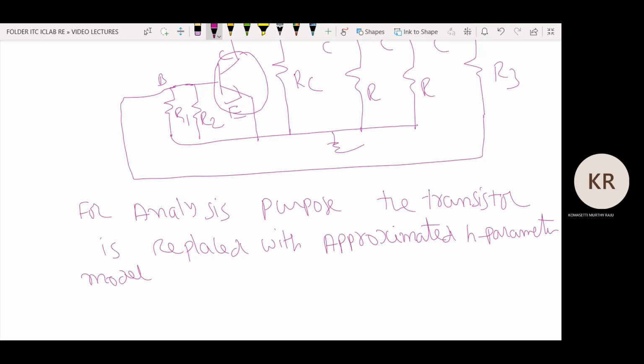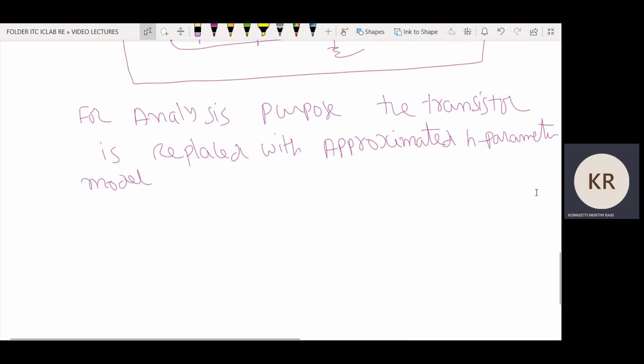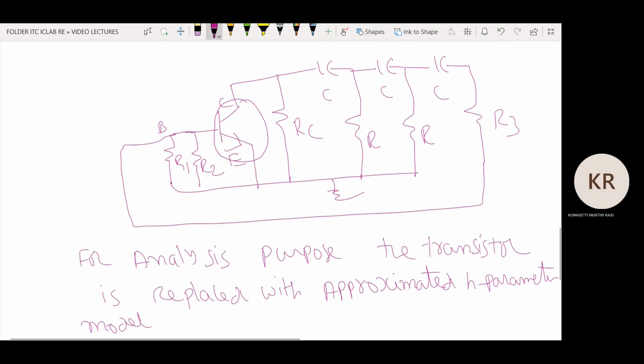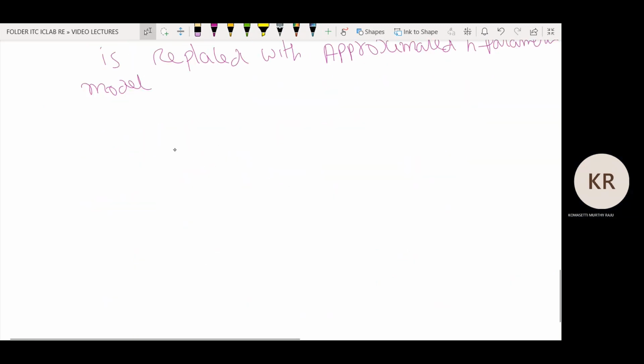H parameter approximated here. Input terminal is base, collector is the output terminal, emitter is connected to ground. Here, base is the input point, collector is the output point, emitter is connected to ground.